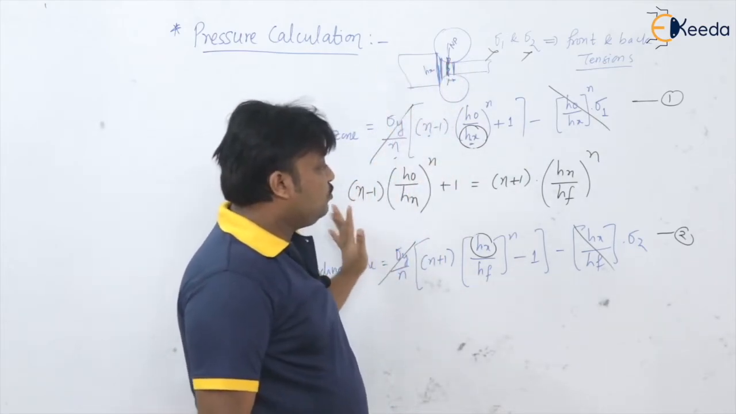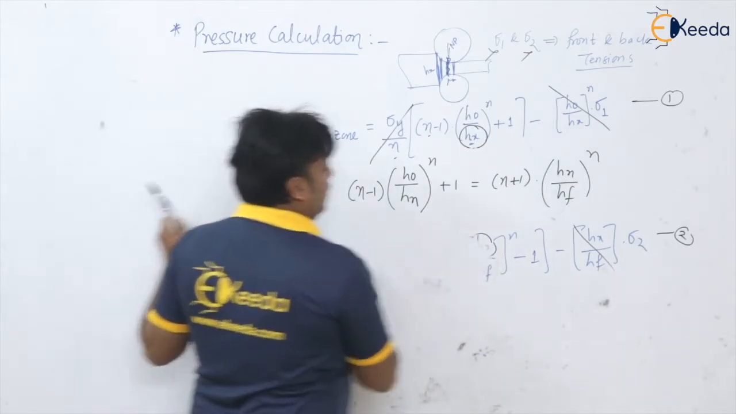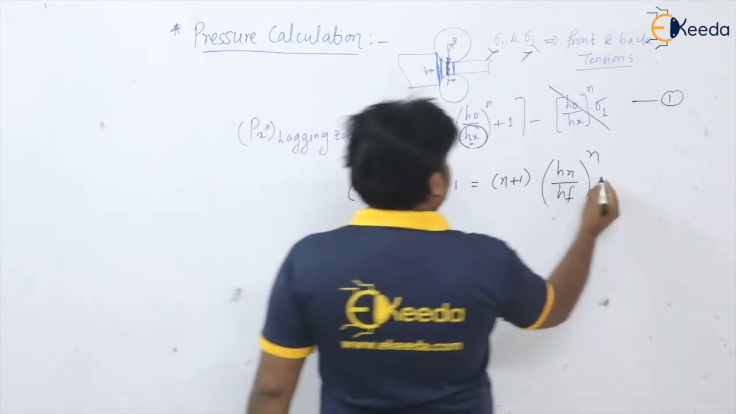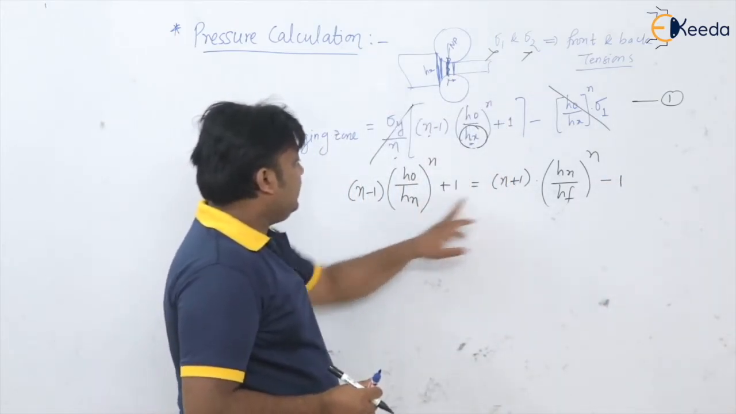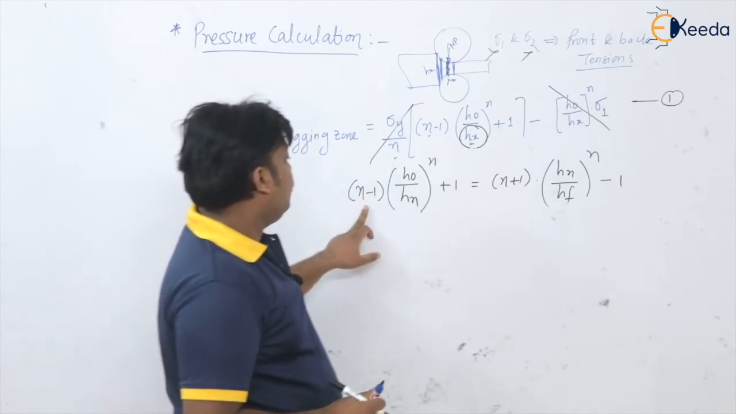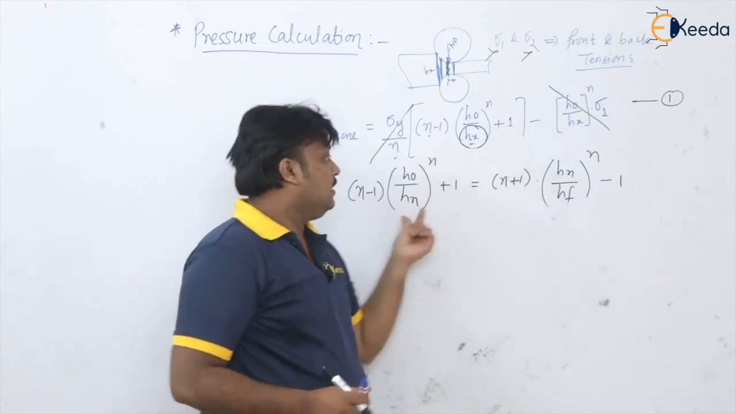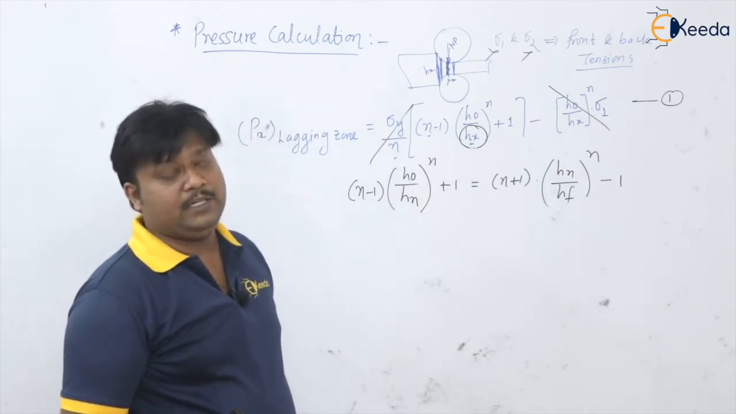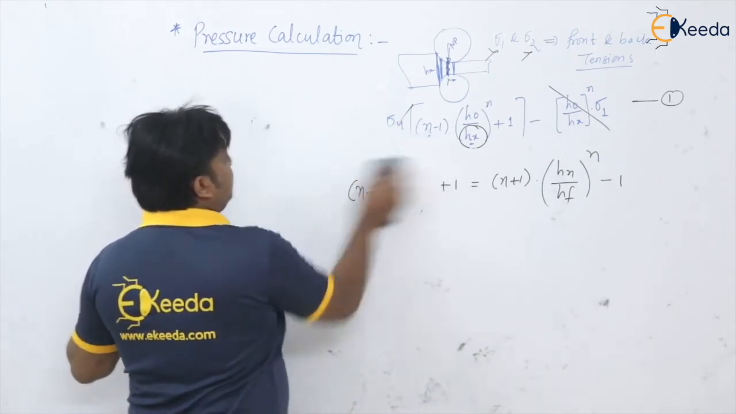But this trial and error is time consuming. Definitely we will get the answer, but it is quite time consuming. Here it is minus 1, no? It is minus 1. For n, as we know, it is 2 mu lp by delta h. This is the value of n. ho is the original thickness, hf is the final thickness, and hn, you can get as the thickness of the plate at the neutral point. So this is for pressure calculation.